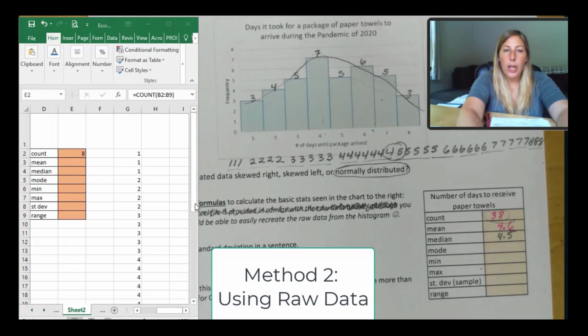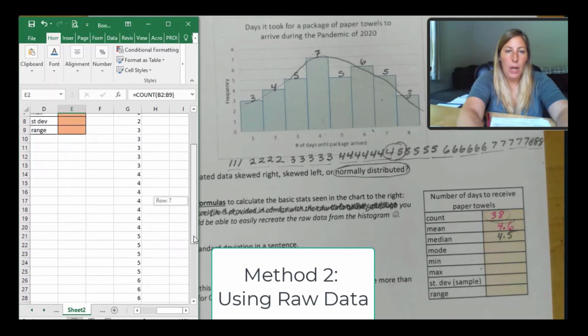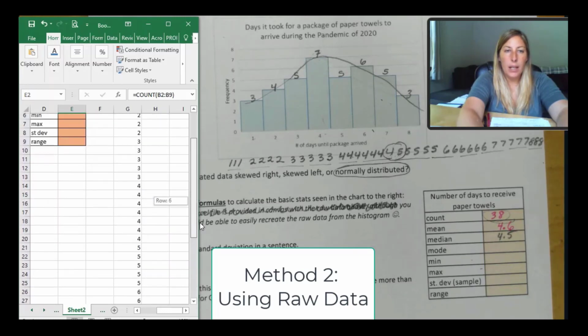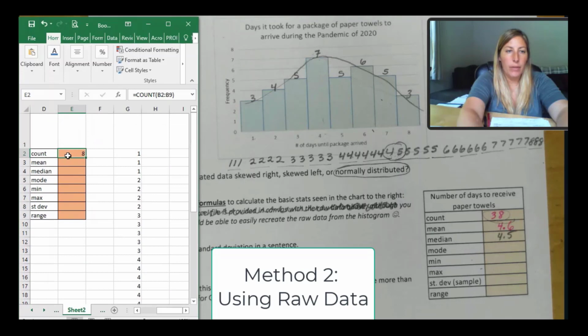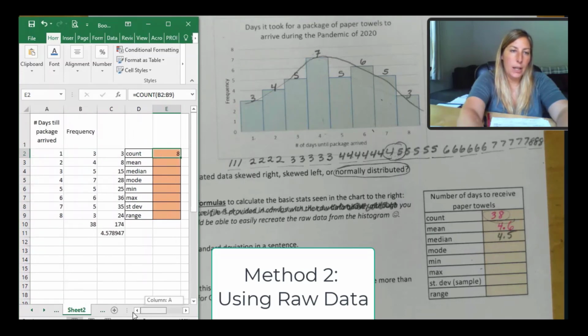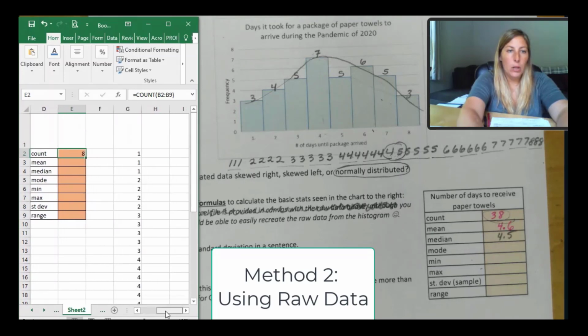And the reason we're putting all this data in is because once we have raw data in there, and you can see all my raw data here, it's going to be a lot easier to calculate some of this stuff than to calculate it from the summary data, and the summary data is over there. Okay, so let's look at this raw data.